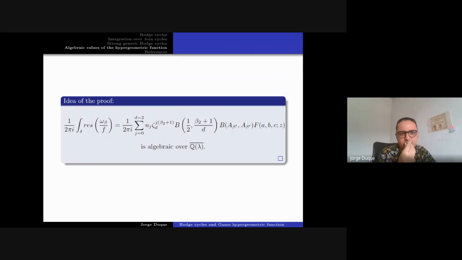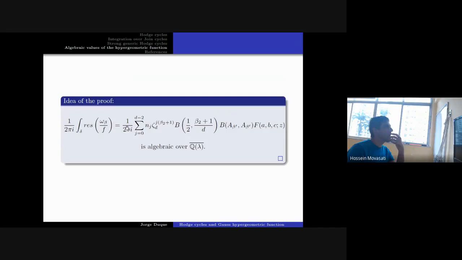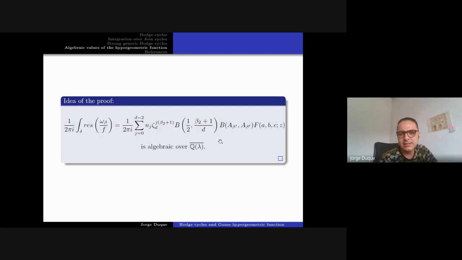Using the Deligne proposition, if you take a strong generic Hodge cycle, you know that this integral is algebraic. But this means that this expression, this sum, is zero, or this with this factor is algebraic. But in this context, you can prove that this product of beta functions over P is algebraic. This means the hypergeometric function is algebraic.